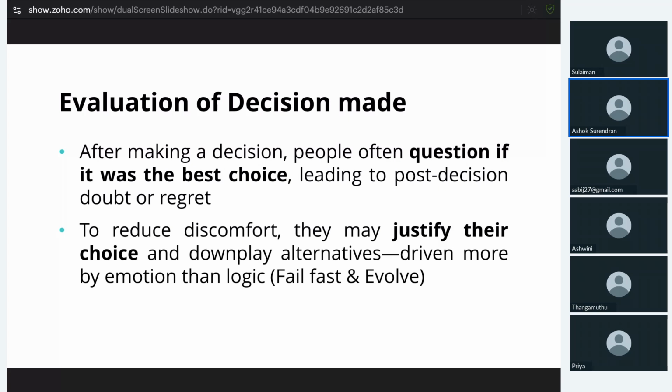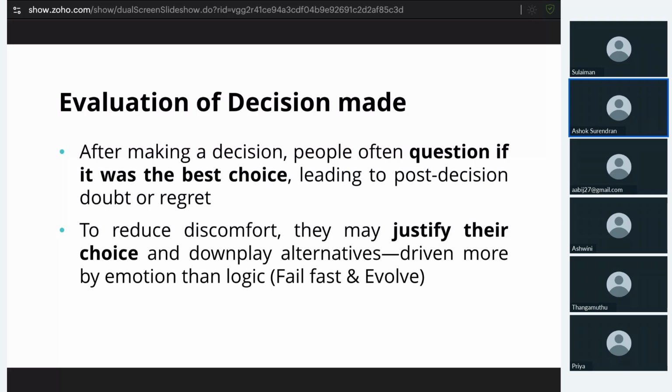In this state, we have two things. Either there are people who get more emotional towards the decision which they have made and justify their choice and downplay the alternatives, meaning you don't take an option to recover from the decision. And there is another way, where you identify that the decision you made is not working, and the sooner you identify it, get rid of the emotional thing around it, think logically and evolve yourself, so that you fail fast and make decisions quickly to recover from that failure.